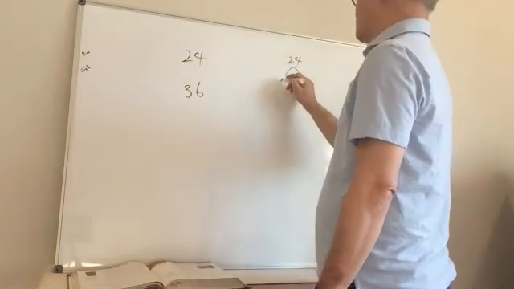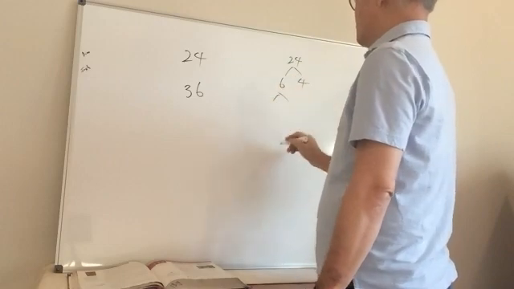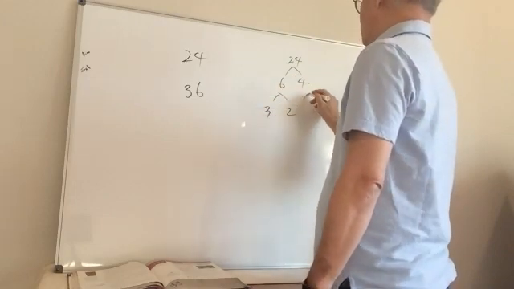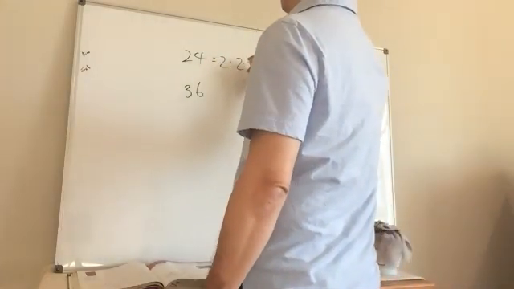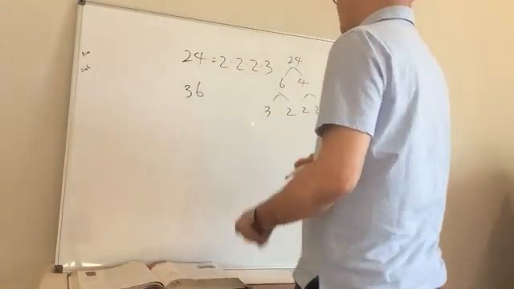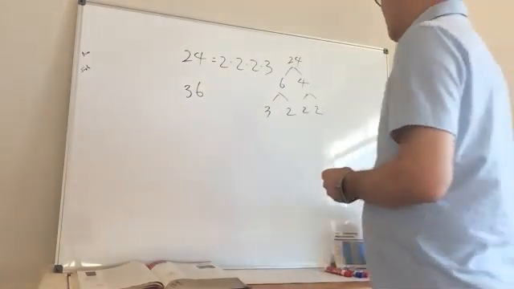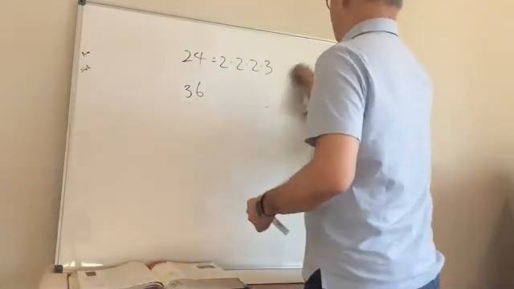24 would be 6 and 4. 6 would be 3 and 2. 4 would be 2 and 2. So this is going to be equal to 2 times 2 times 2 times 3. So that's one. We got the 24.